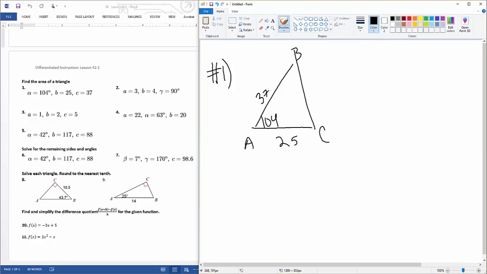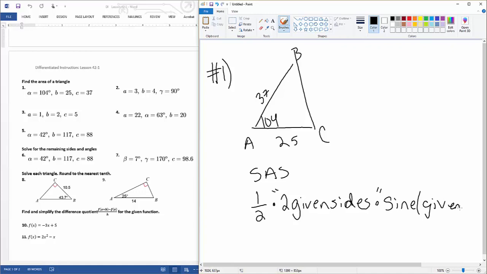So remember, we learned different formulas for the triangles. And so for this one, we need to use the formula that's side angle side. And so that one is 1/2 times the two given sides times the sine of the given angle. So this is going to be 1/2 times 37 times 25 times the sine of 104, and you plug that into your calculator and you're going to get your answer.